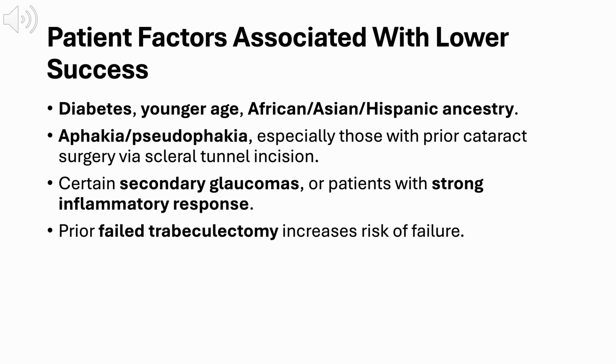Even when trabeculectomy is technically feasible, certain patient factors make long-term success less likely. Diabetes, younger age, and African, Asian, or Hispanic ancestry are all associated with a more aggressive healing response, which tends to scar down filtration. Aphakic or pseudophakic eyes, especially those that underwent cataract surgery through a scleral tunnel, also carry higher failure rates. Secondary glaucomas with strong inflammatory components behave similarly, with rapid episcleral and subconjunctival fibrosis limiting bleb function.